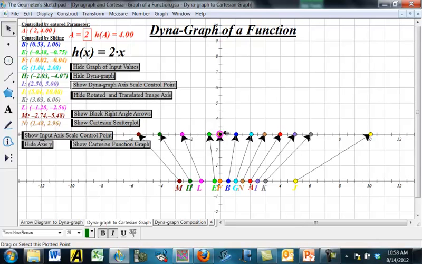So from the origin out to the point on the input is going to be a certain distance, okay, and from the origin out to the output point that relates to it, it's going to be twice as far. And we can kind of see that in this sketch.